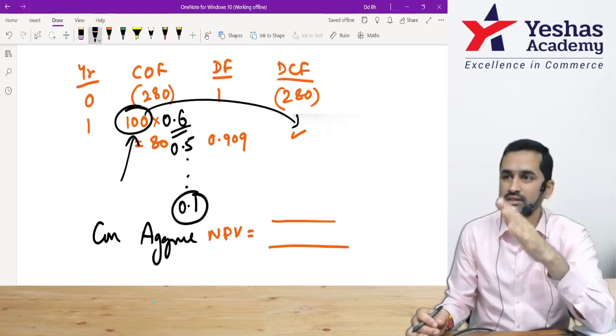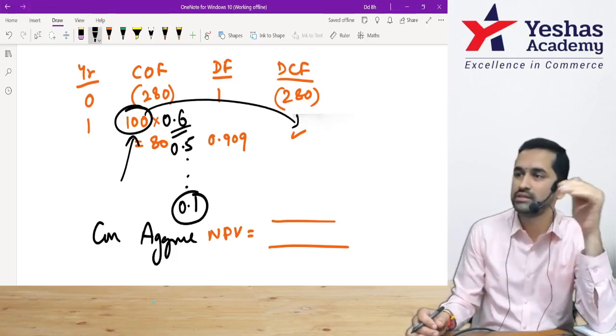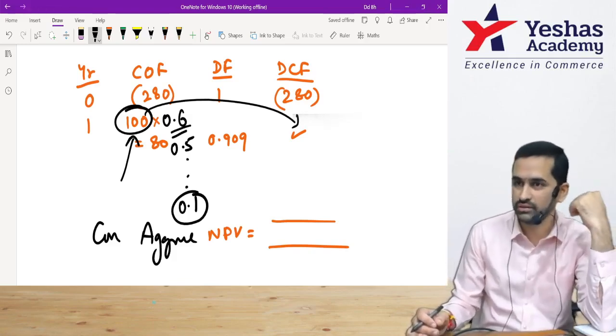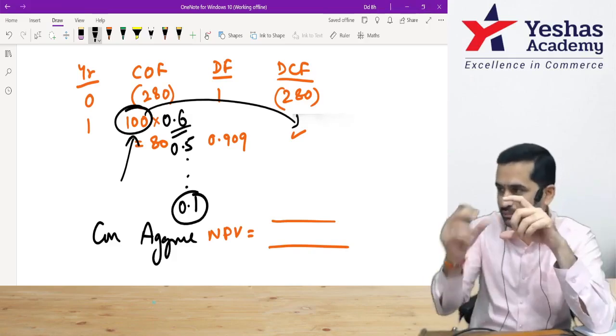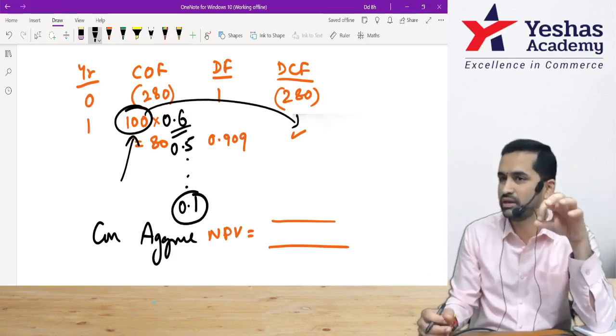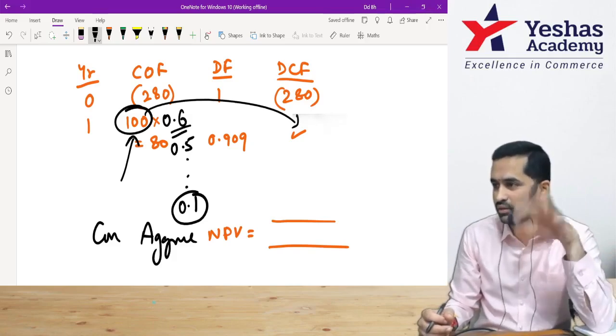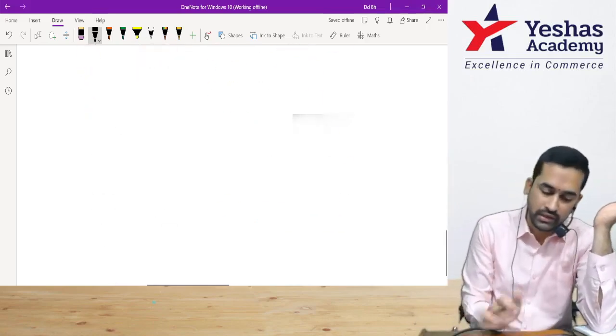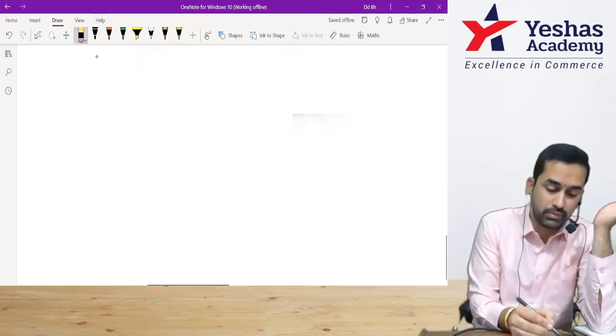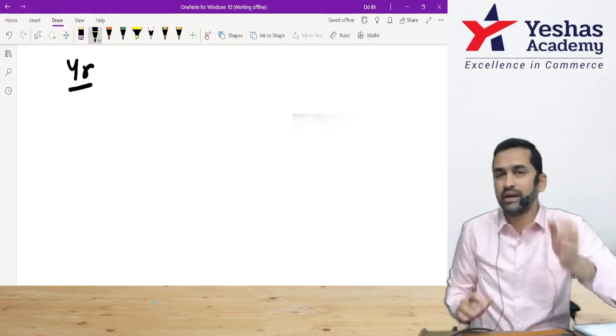There is an 80% chance of earning 10,000. There is a 20% chance of earning 8,000 or 12,000. There are multiple probabilities. Here there is simply one number, the certainty equivalent coefficient. Therefore, all your tables, as per the book, they have actually expanded the table.